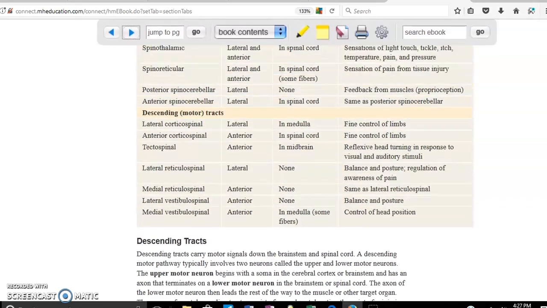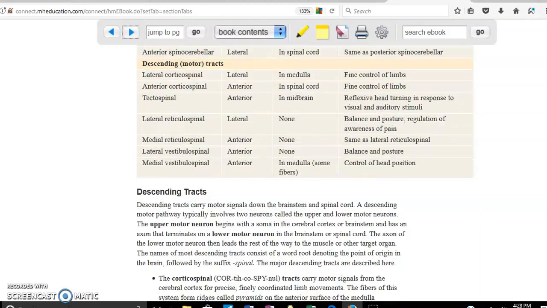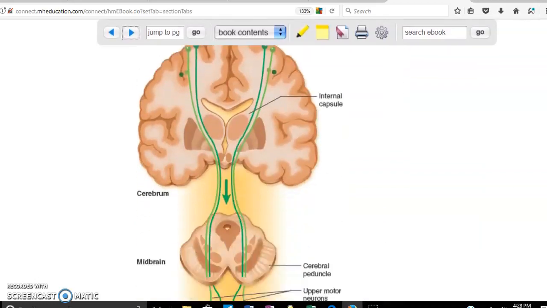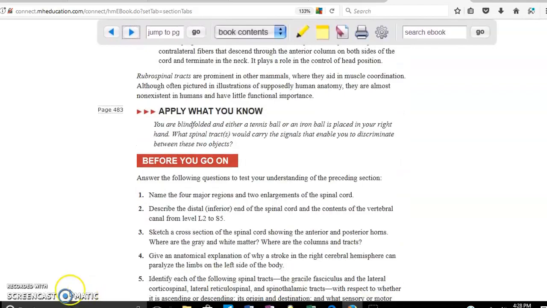If we scroll up for 1 second, we can see here a table where you can see the major spinal tracts, and they're divided in ascending tracts, sensory, or descending tracts, motor. It's more than enough that you know that there are ascending and descending tracts, and that ascending are sensory and descending are motor. That's all you need to know. You don't need to know the names or the functions of every single one of them. Okay, let's scroll down to see what else we have. We already covered descending tracts, ascending tracts, and that's about it for this part.